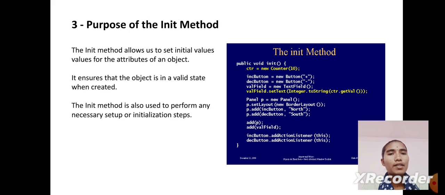Purpose of the init method. The init method allows us to set initial values for the attributes of an object. It ensures that the object is in a valid state when created. The init method is also used to perform any necessary setup or initialization steps.